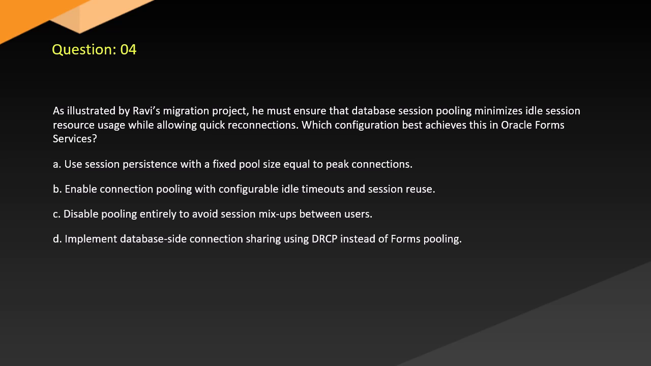A. Use session persistence with fixed pool size equal to peak connections. B. Enable connection pooling with configurable idle timeouts and session reuse. C. Disable pooling entirely to avoid session mix-ups between users. D. Implement database-side connection sharing using DRCP instead of Forms pooling.